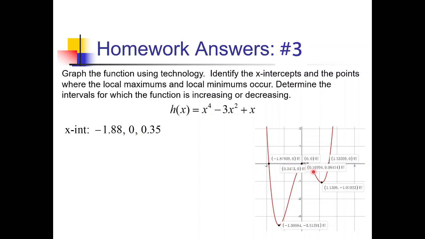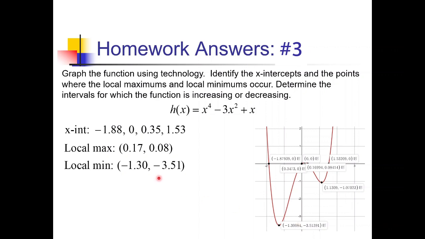This 0.17 here is referring to the max. We'll get there in a sec. And then finally, over here at the end at 1.53, that is our fourth x-intercept. Now for local maxes, here's our local max, 0.17, 0.08. For local mins, there's two of them. One of them's at negative 1.30, comma, negative 3.51. And we have another local min over here at 1.13, comma, negative 1.07.